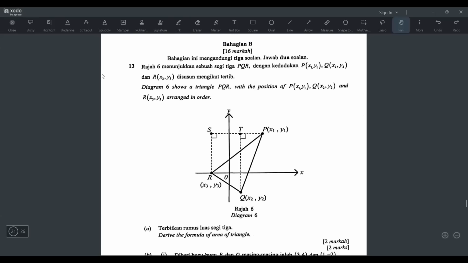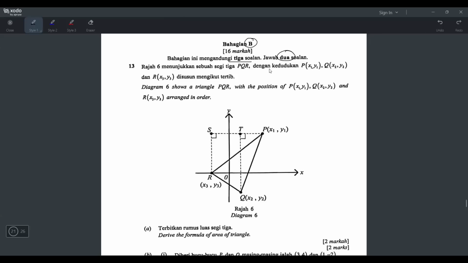Okay, let's do part B. So part B says diagram 6 shows a triangle PQR with the positions of P, x1, y1, Q, x2, y2, and R, x3, y3 arranged in order. Okay, before I continue, this is part B, answer 3 questions. It contains 3 questions but answer 2 questions, right? So in the exam you will choose 2 questions, right?